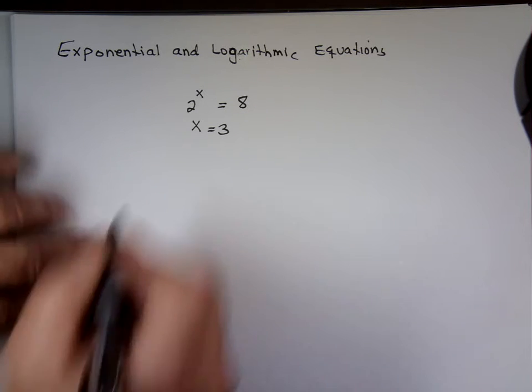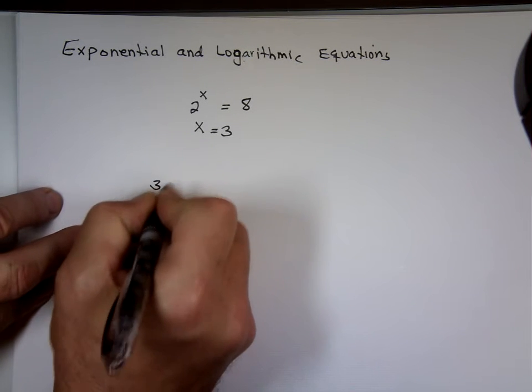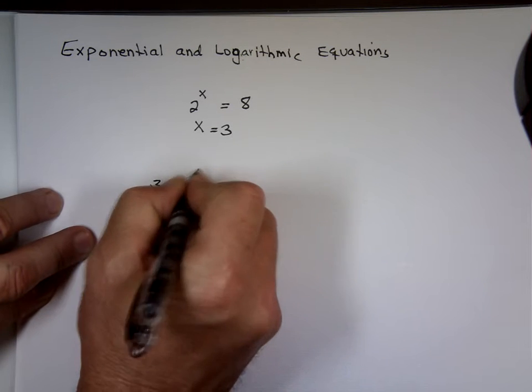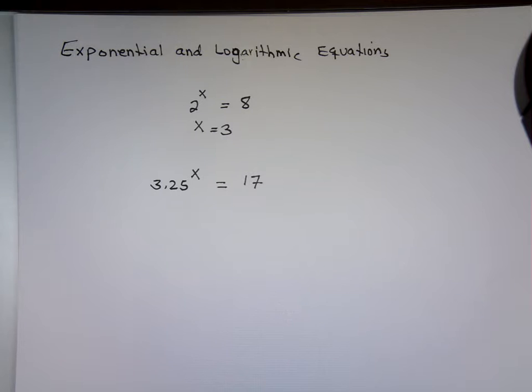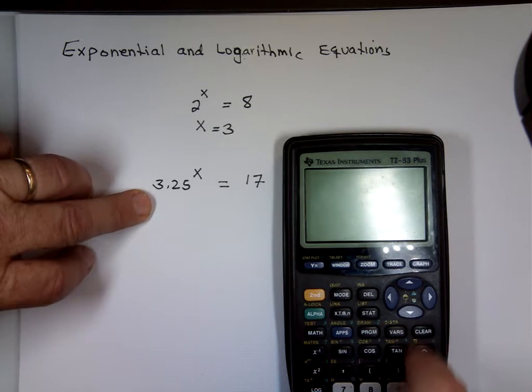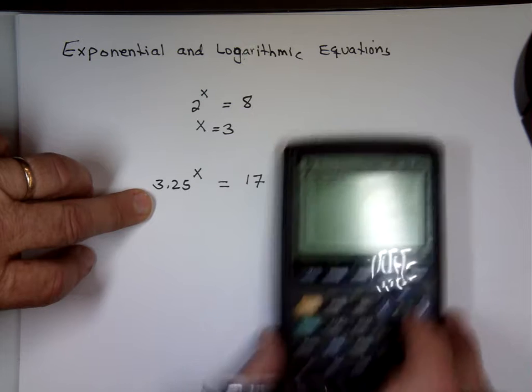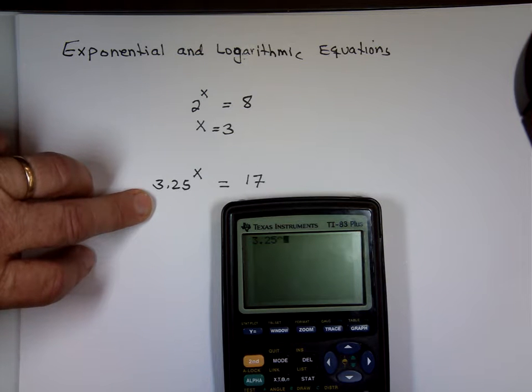But now let's change that. 3.25 to the power of x equals 17. And I want to solve it. The only other way to do it is guessing. Well, let me see. Maybe the answer is 2. So let me try that. You take your calculator, you start guessing there. 3.25 to the power of 2. Oh, that's too low.